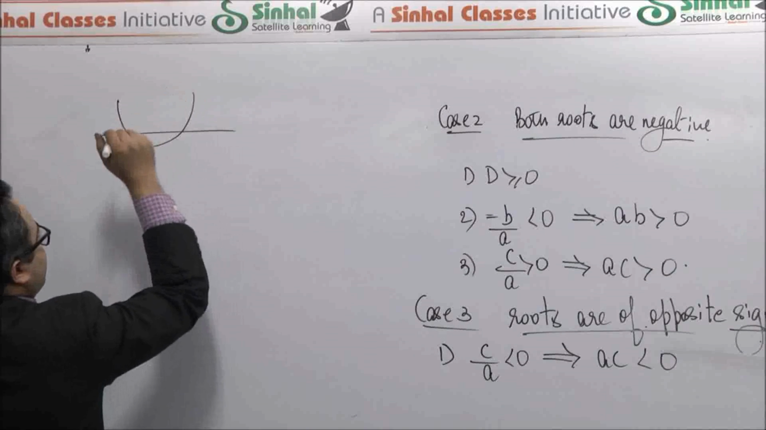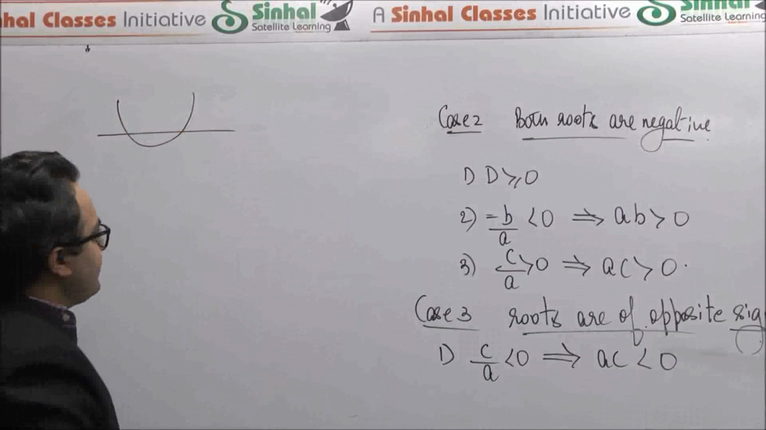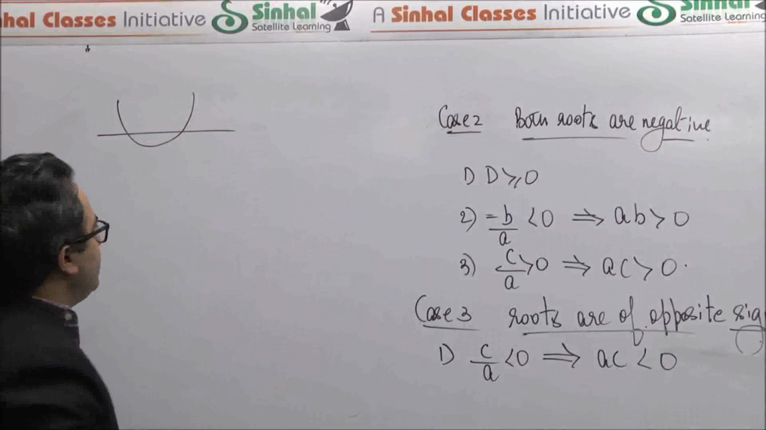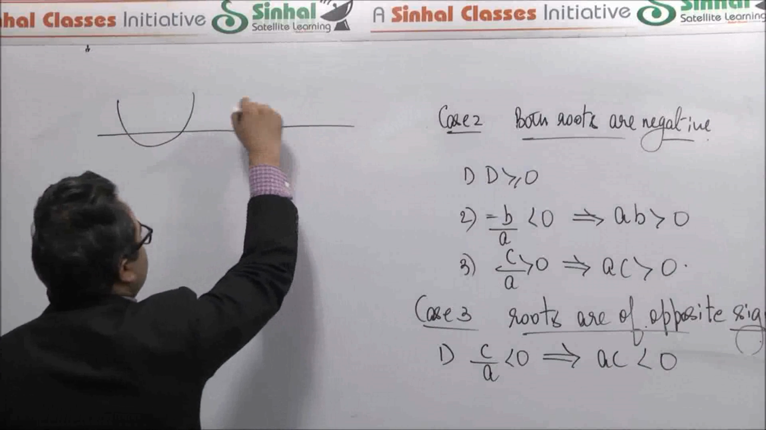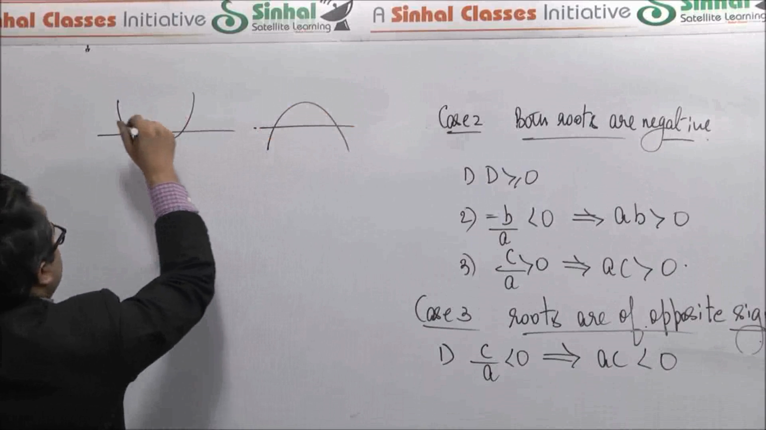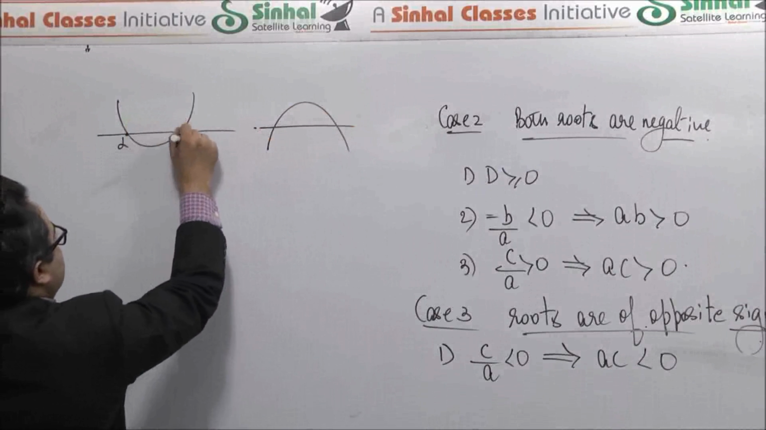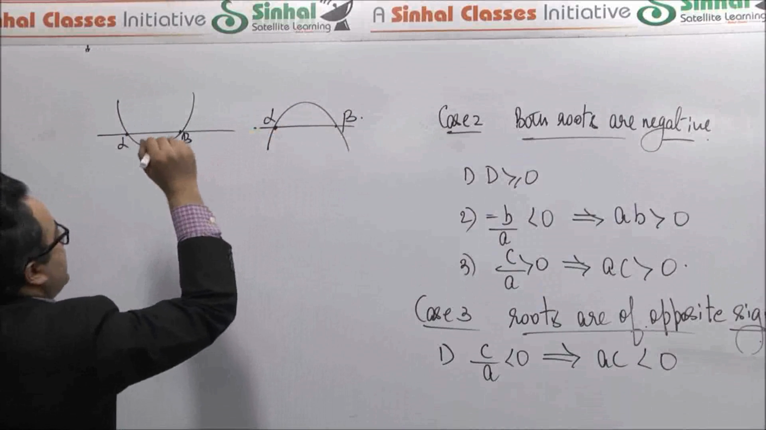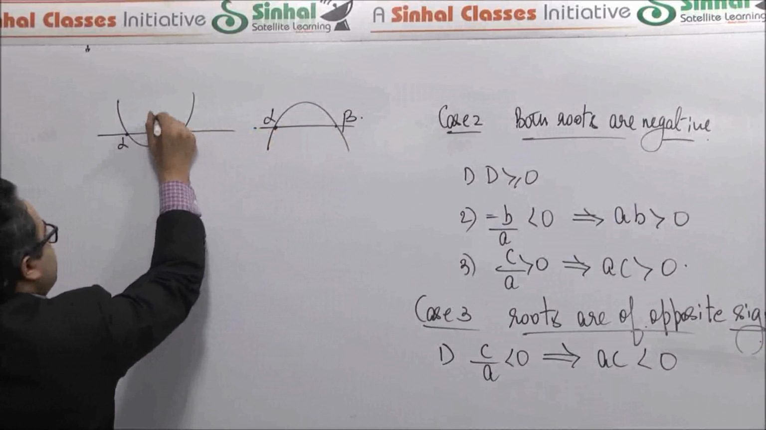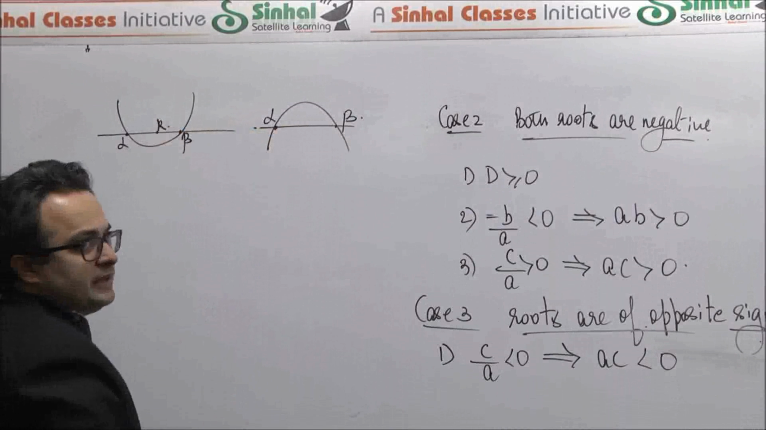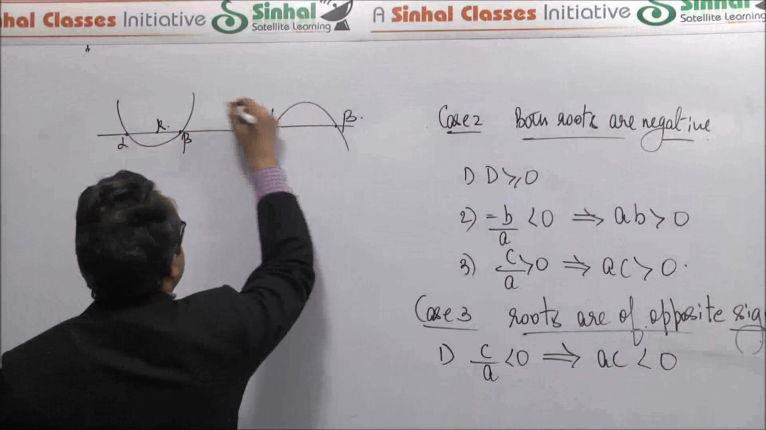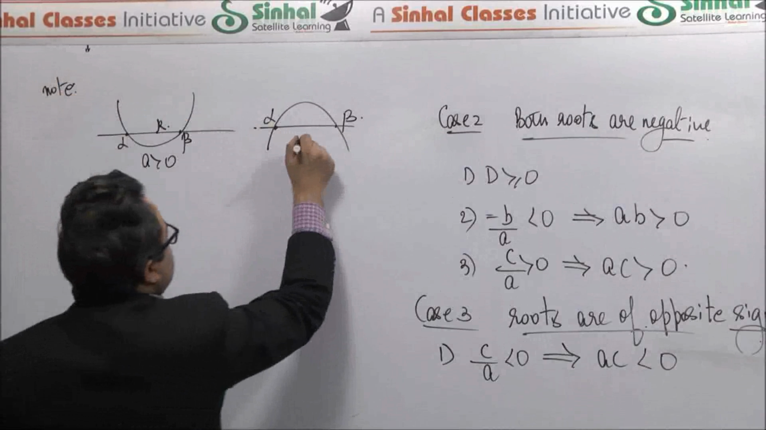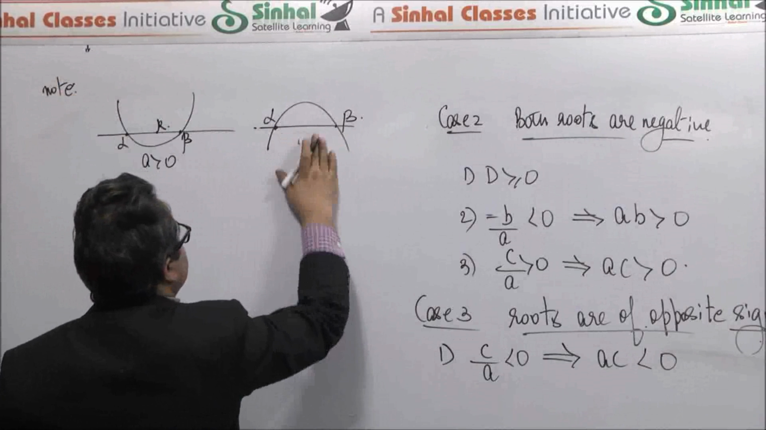So again, if f of x is ax squared plus bx plus c, suppose I assume that the discriminant happens to be positive. So I could either have a parabola opening up or a parabola opening down, right? And since D is positive, the points at which it intersects the x-axis will be real and distinct. Now suppose there is a value k that lies between alpha and beta. This is the situation in which a is positive, and this is a situation in which a is negative.